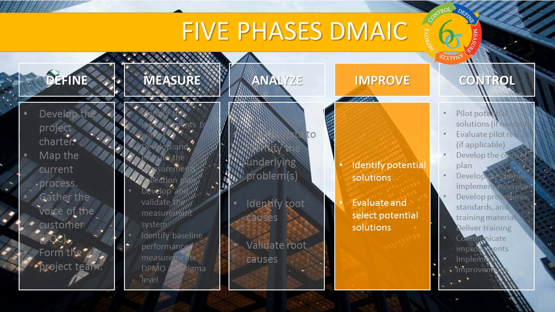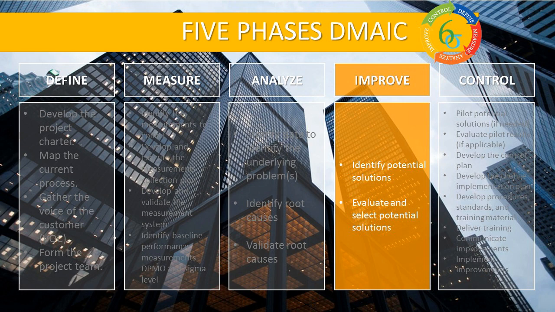The fourth phase of DMAIC is improve. Improve or optimize the current process based upon data analysis using techniques such as design of experiments, poka-yoke or mistake proofing, and standard work to create a new future state process. Set up pilot runs to establish process capabilities.